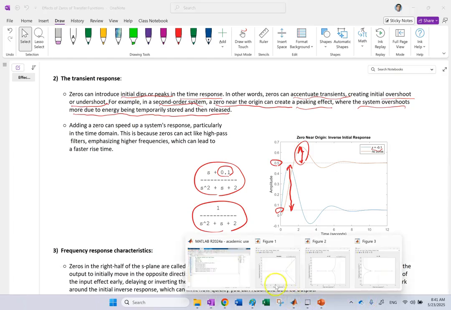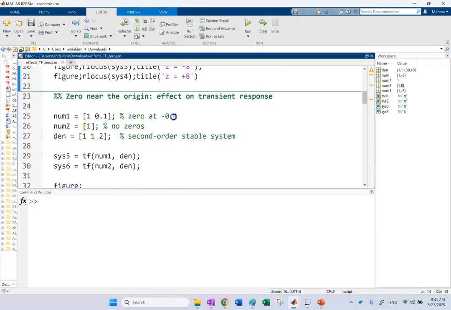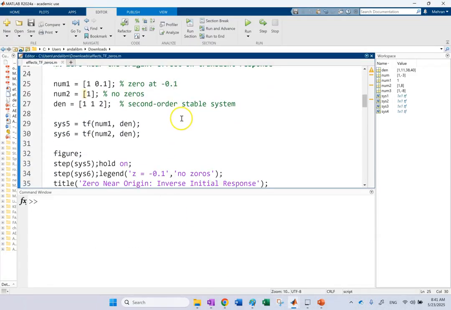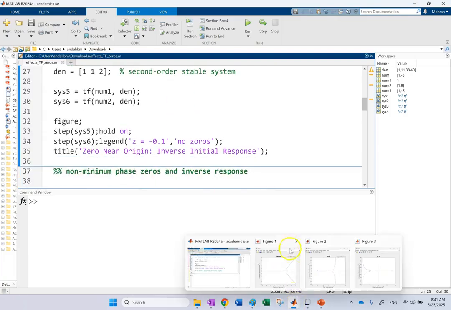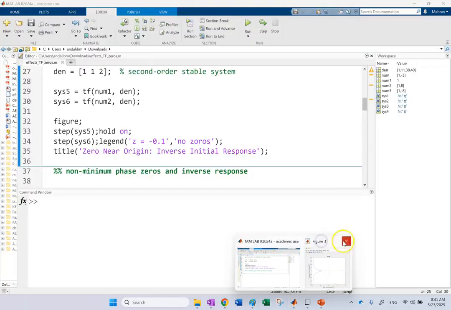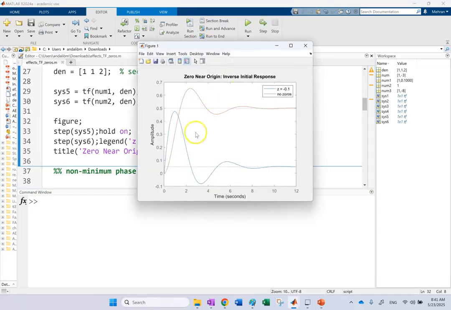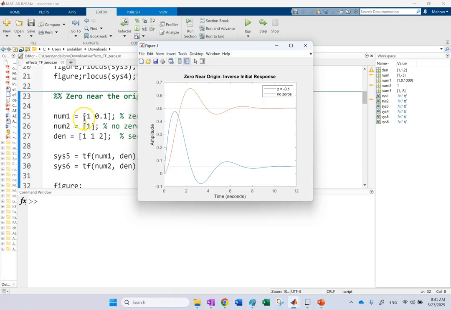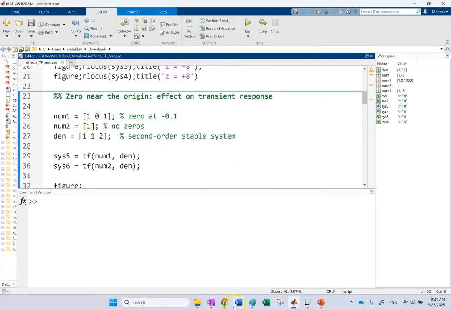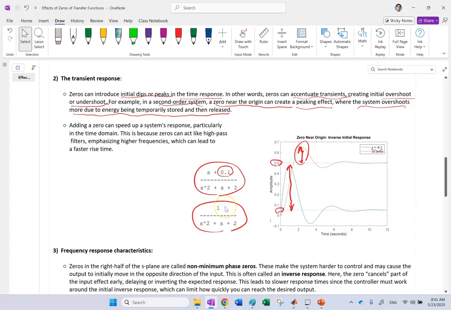And again, that one here, I guess I have the code for it. And you can see the code right over here, correct? So all I need is to close this and run that section for you. And you can see the effect of, there we go, adding no zero and adding a zero, as you can see over here, okay? Which you can see in a second order system.